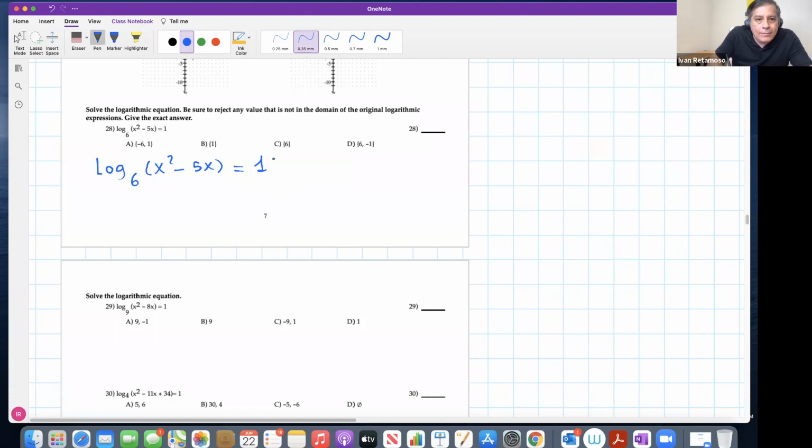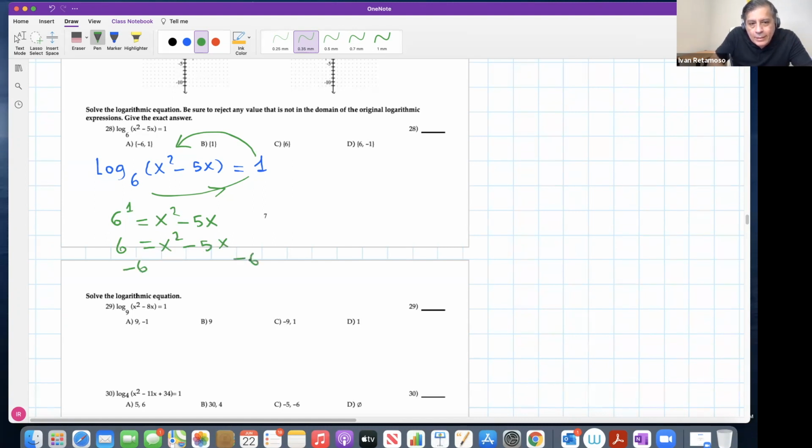I don't have a log on the right side, I have only a log on the left side. Whenever that happens, use the mnemonic device, snail it. Look, snail it. If log base 6 of x squared minus 5x is equal to 1, it means that 6 raised to 1 must be equal to this. You follow, guys? So 6 raised to 1 has to be equal to x squared minus 5x. From there, you can solve this quadratic equation easily.